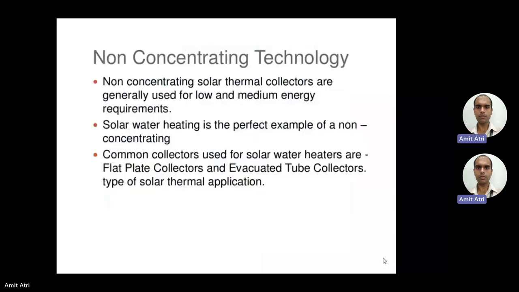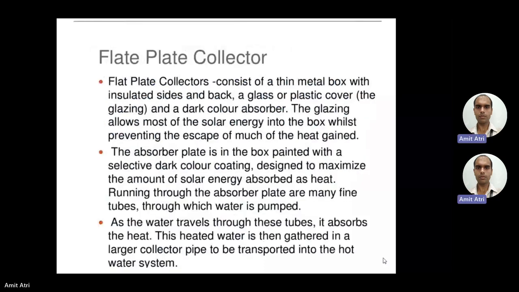Now let us discuss this type of collectors. So non-concentrating solar thermal collectors are generally used for low and medium energy requirements. Okay, we have discussed that. Solar water heating is the perfect example of non-concentrating. Yes, water heating using solar energy. That is an example of non-concentrating type of solar collector. So common collectors used for solar water heaters are flat plate collectors and evacuated tube collectors. So now discussing flat plate collector.